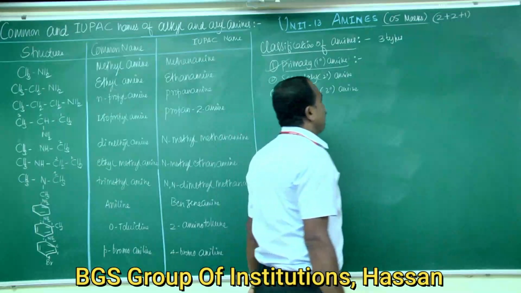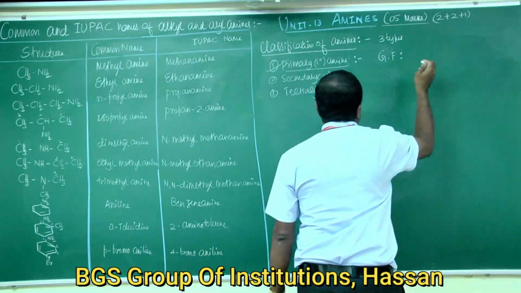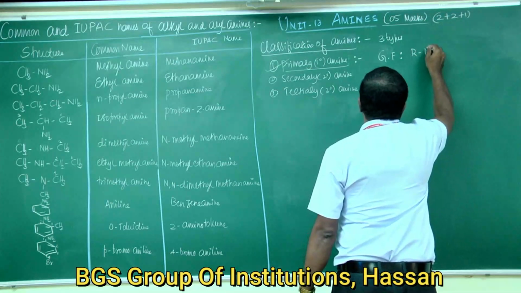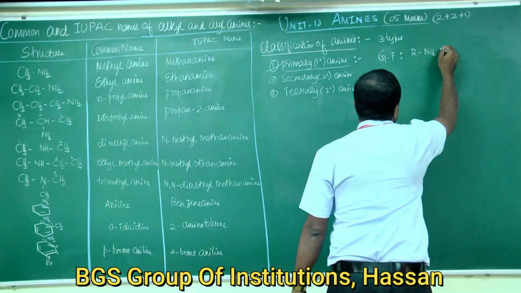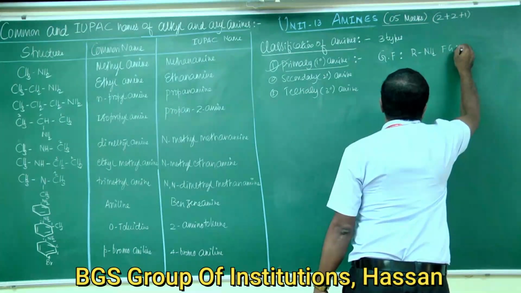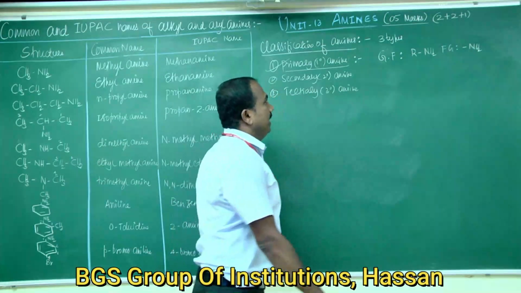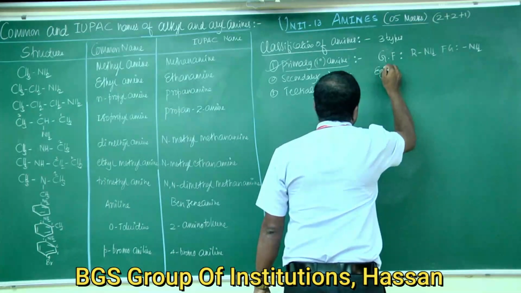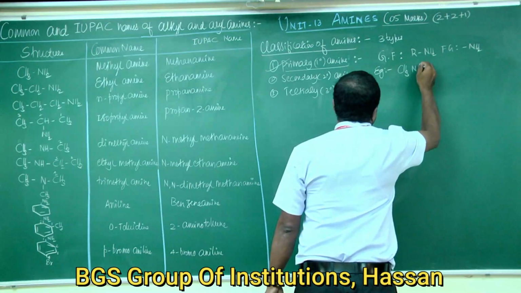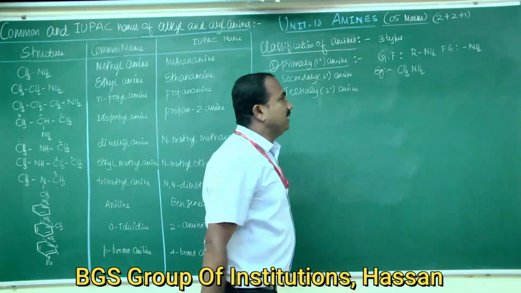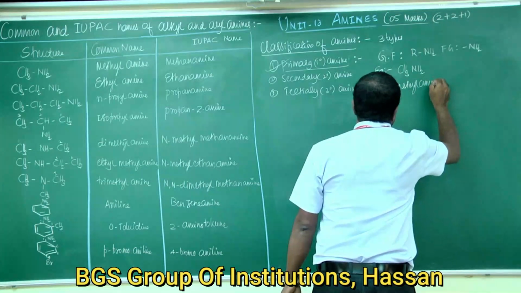Therefore, the general formula for primary amine is RNH2, and the functional group for primary amine is single bond NH2. An example for primary amine, if R is CH3, is CH3NH2, methylamine.